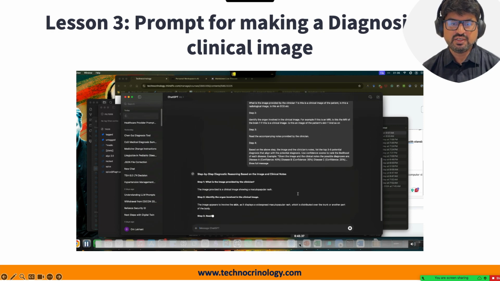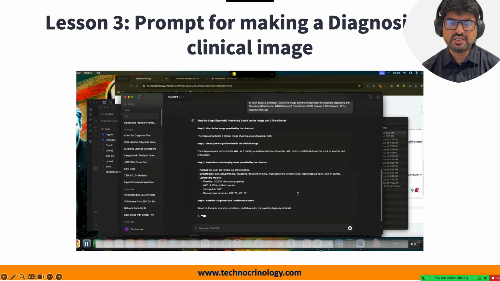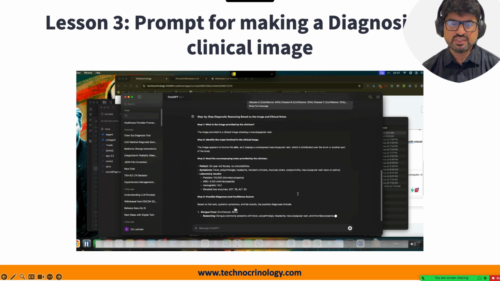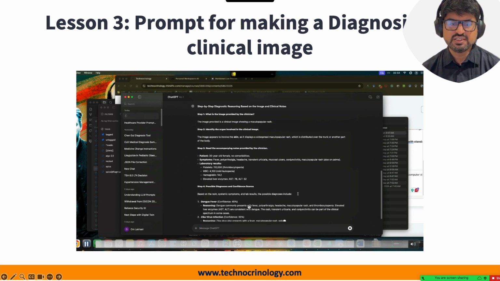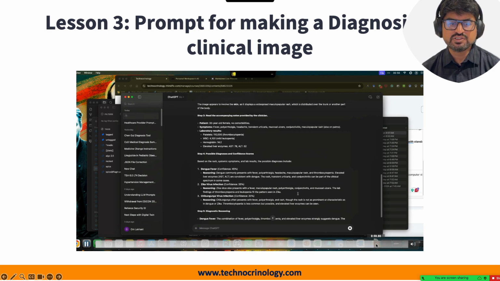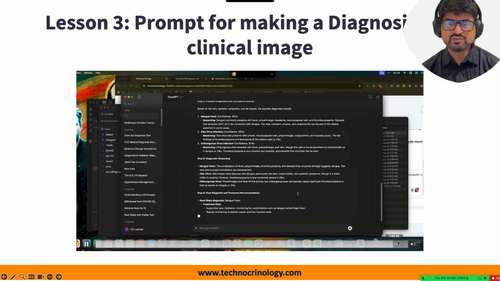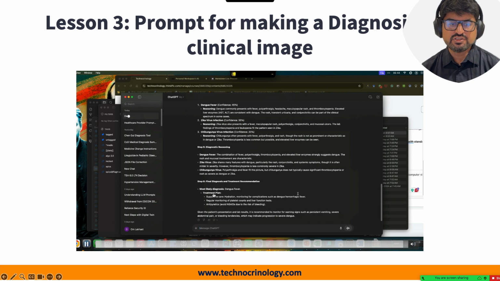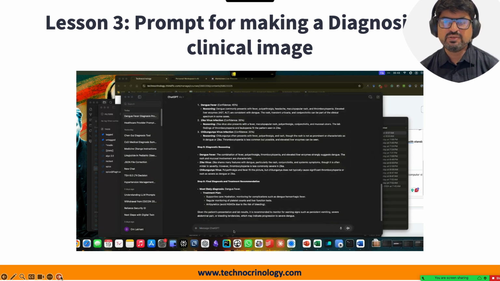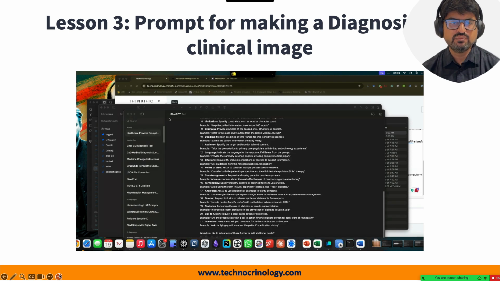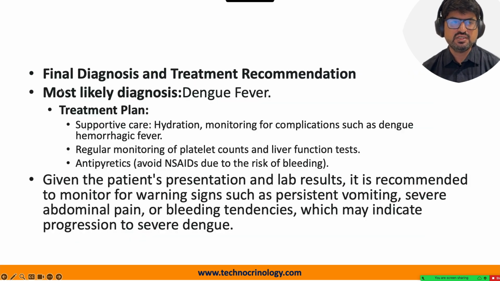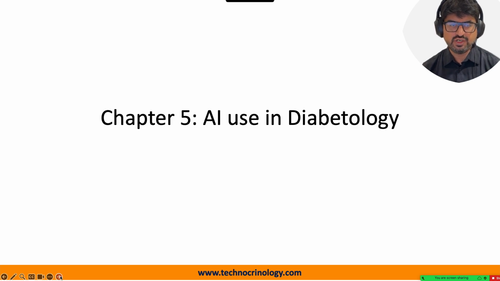And here it again does the diagnostic reasoning, thinking, and gives the potential possibilities. It could be dengue fever, it could be Zika virus, it could be chikungunya, and so on and so forth. And then finally, based on that, it says the most likely diagnosis is dengue fever. So it basically goes by a step-by-step process and tries to give you the potential diagnosis. Here it says final diagnosis, dengue fever, treatment plan, and so on. Okay, so that was all the use in general medicine.